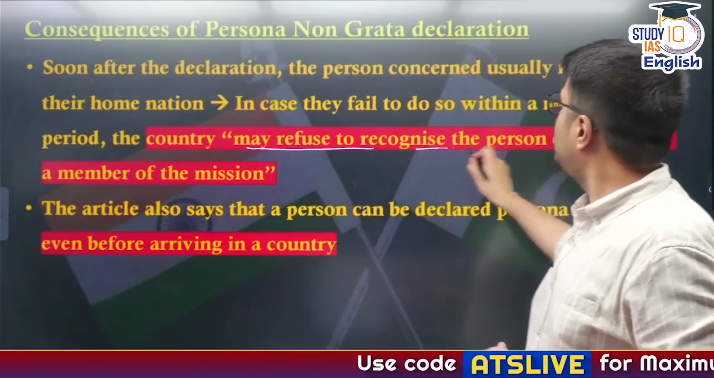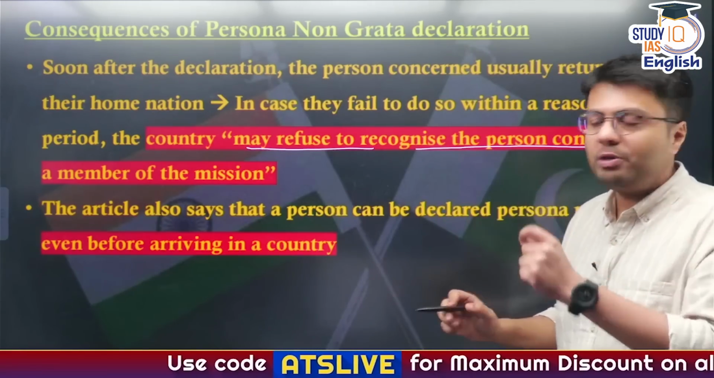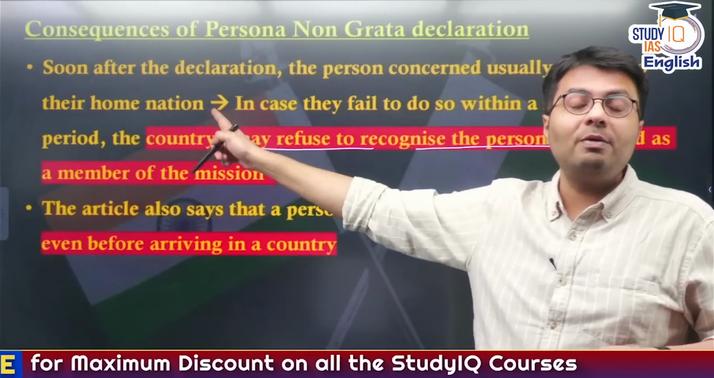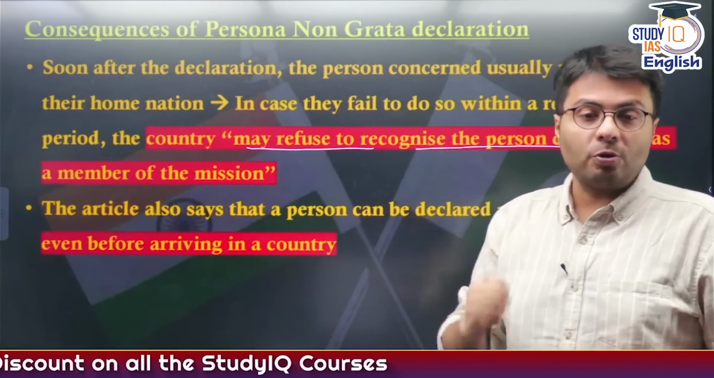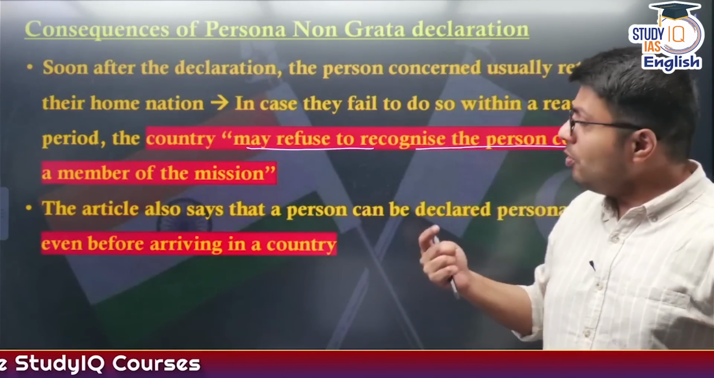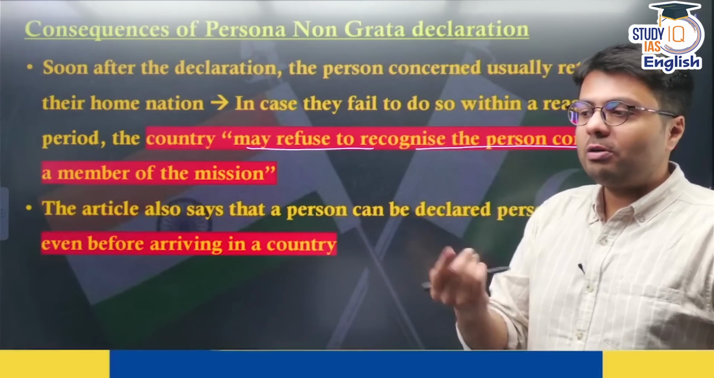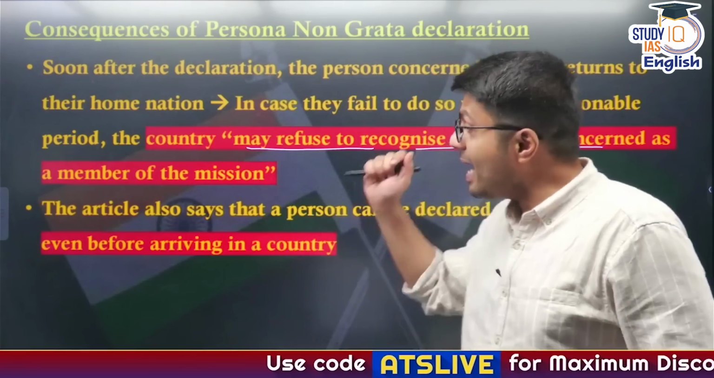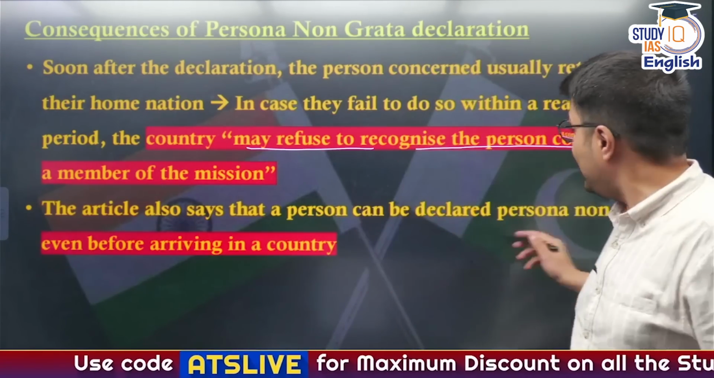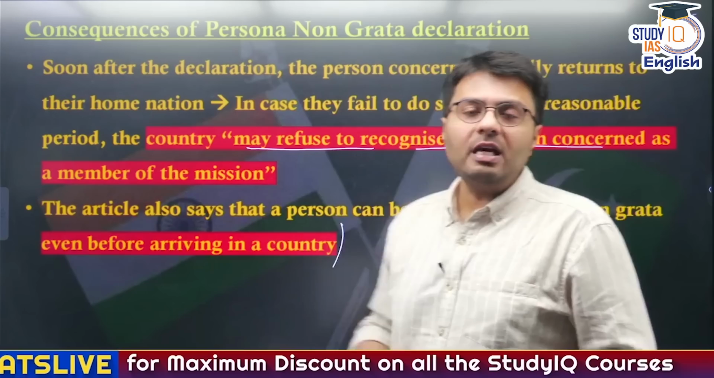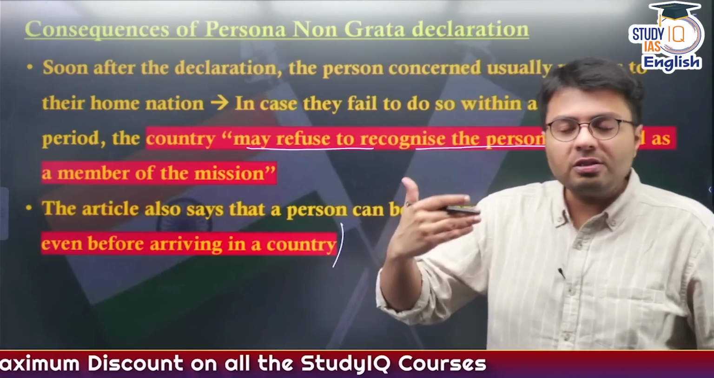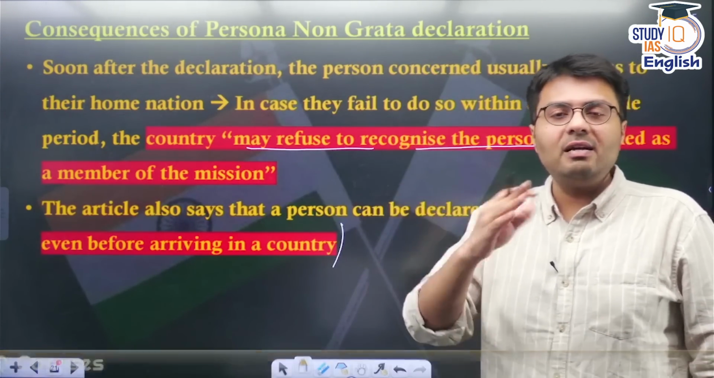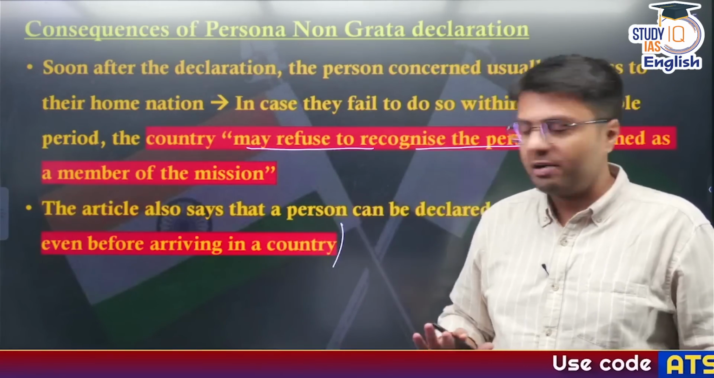Therefore, the country may refuse to recognize these persons as a member of the mission. Therefore, the rights and privileges which I've already told you are not available to persons who have been declared persona non grata. Now, this application of persona non grata is not just limited to persons who are right now present in the country. You can even declare a person persona non grata even before they arrive on the soil of your own country, right? So this is what the consequences of a persona non grata declaration are. You essentially deny them the rights of being a diplomat in the country.